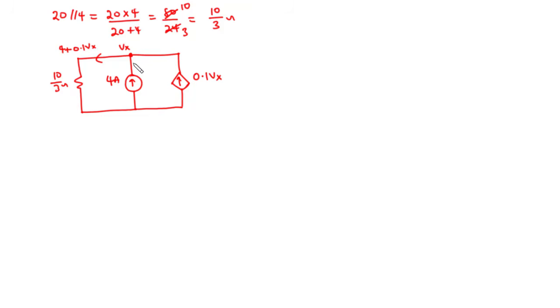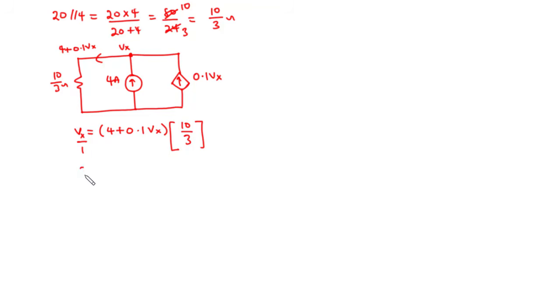Now the voltage across this resistor is Vx. The voltage across this resistor is Vx. So we have Vx to be equal to the current, 4 plus 0.1 Vx, times the value of the resistor, which is 10 over 3. So at this point we can cross multiply.